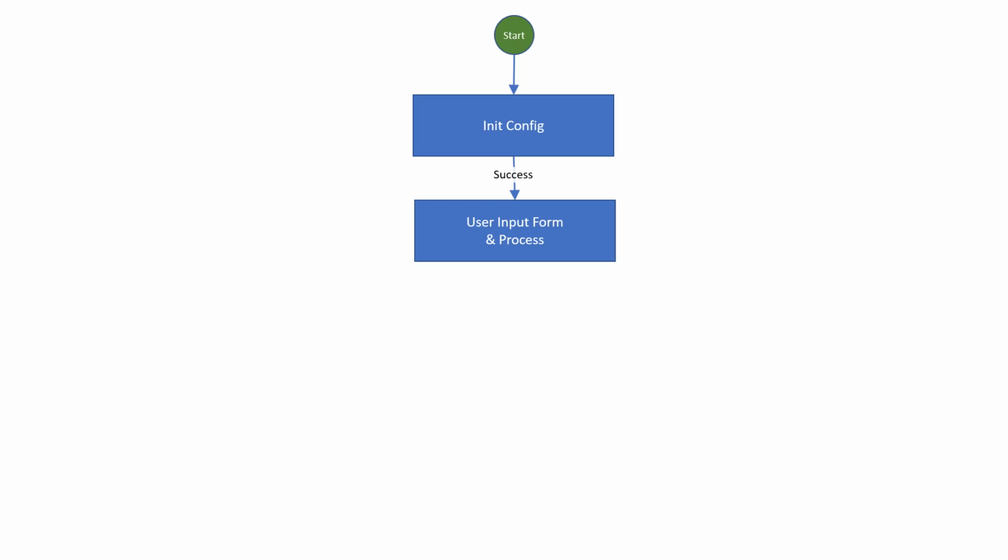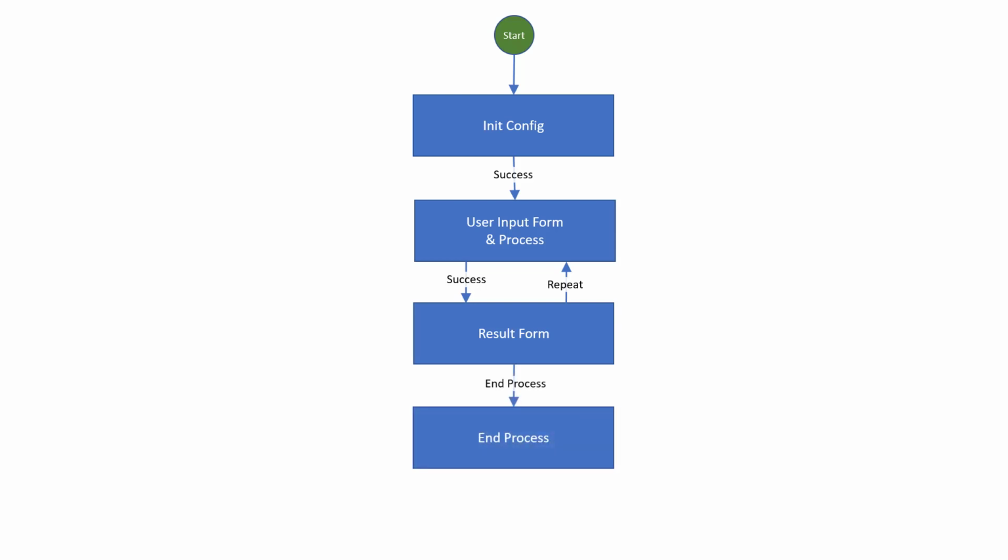That is where the user input form is displayed, and depending on what action you take inside of that, the process is then executed. If that goes well, then we go to the result form, and that can display the success message that we just saw a minute ago, or it can display an error if an error occurs. Now inside the result form, as you saw, we could choose to repeat the process, and that takes us back to the user input form and process state. And once we're done repeating and repeating and repeating, then we can choose to close the automation, and that takes us to the end process state. And this then is the happy path through the template.